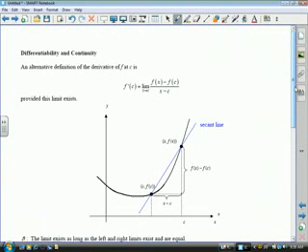Now, go over to where you can find, we're going to skip over a page in your notes, and find where it says differentiability and continuity, and see where it's got the alternate definition.